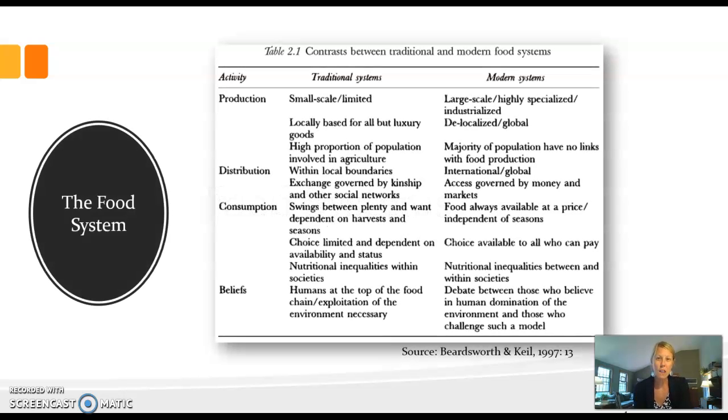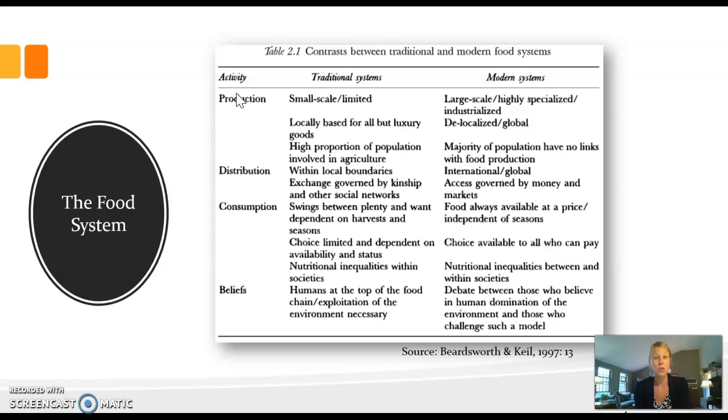So the first slide that I wanted to present is from your Beardsworth reading, and I like this because it offers a visual depiction of a comparison between traditional food systems and modern food systems based on production, distribution, consumption, and beliefs. So starting with production, we can think about traditional food systems as really being small scale and limited, versus our modern day food system, the modern industrial global food system, as large scale and highly specialized and industrialized.